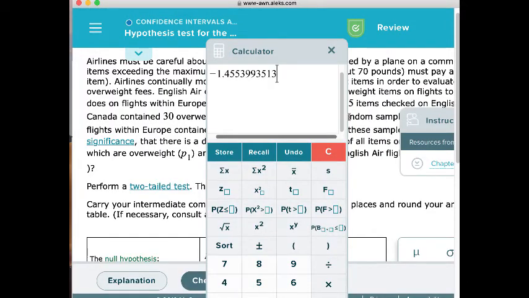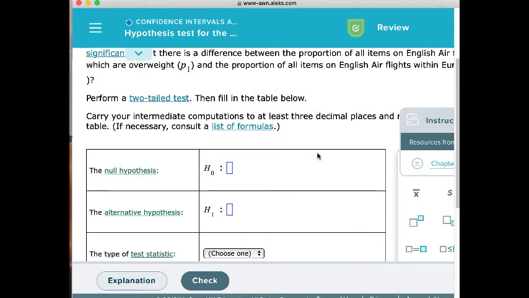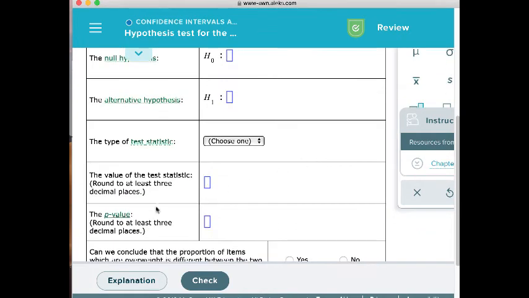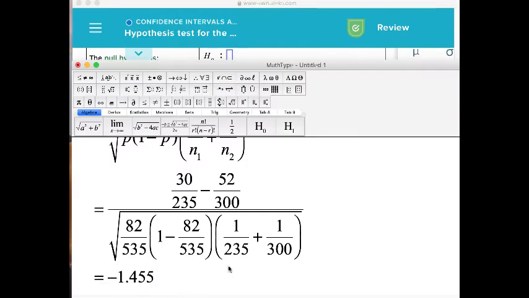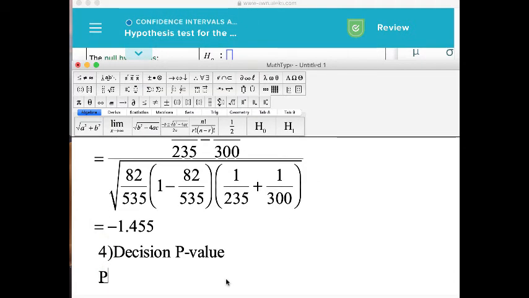The fourth step after we find the test statistic is to make a decision. So we have to scroll down on ALEKS to decide which way we're going to go. And this one is a p-value approach. So to make our decision, we have to first find the p-value. That's Z, because that's the distribution.